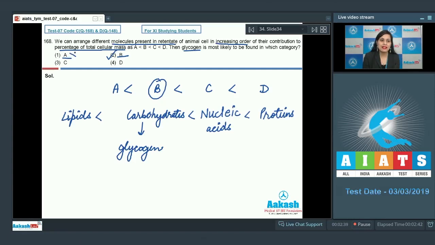A category is an incorrect option because lipids are found in A category. C is an incorrect option because nucleic acids are present in C category. And the last option D is incorrect because proteins are present in D category. So the correct answer to this question is option number 2. Let's discuss our next question.